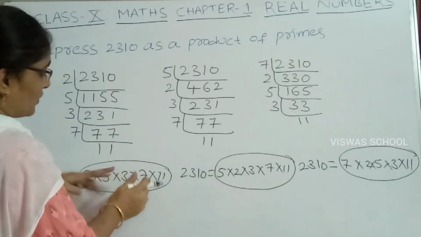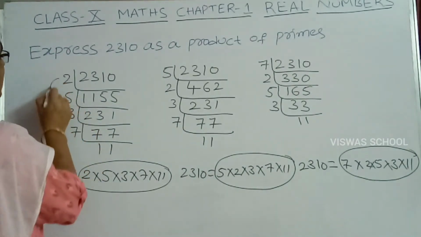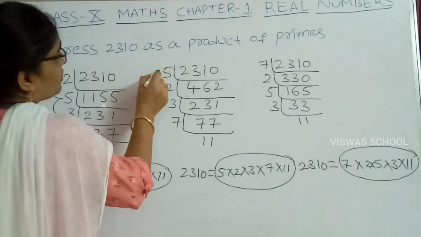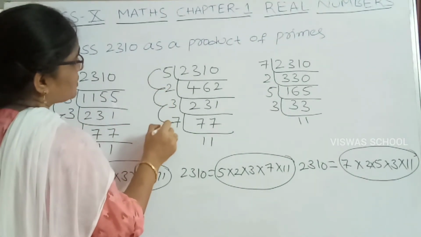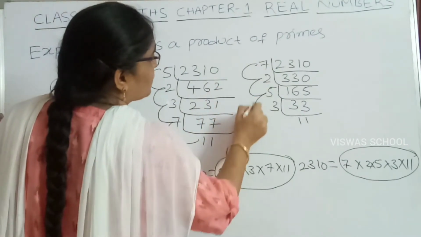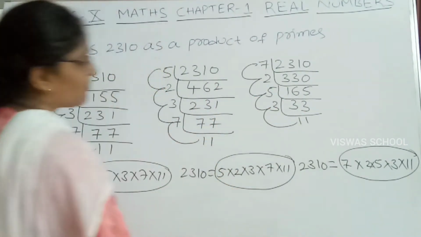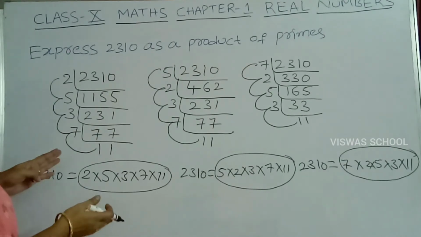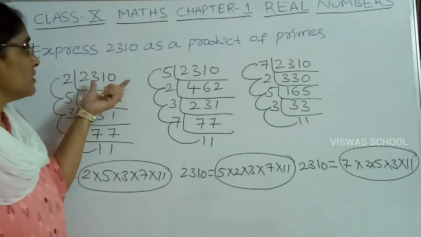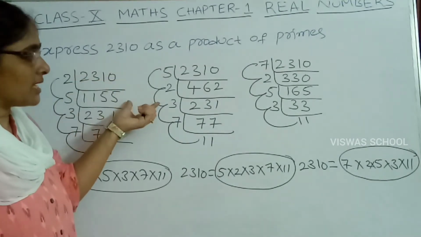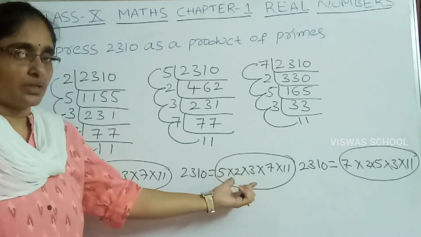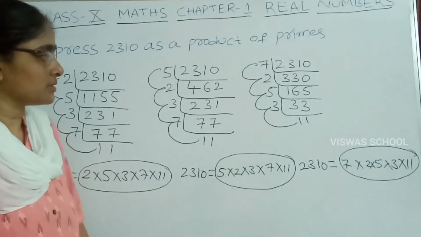Here 2 into 5 into 3 into 7 into 11. Here 5 into 2 into 3 into 7 into 11. And here 7 into 2 into 5 into 3 into 11. Order is not an important part here. This number we can express in different ways, but all are prime factors only.